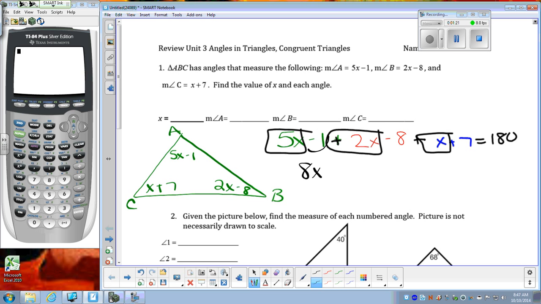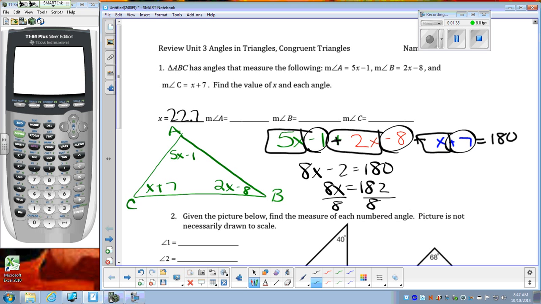8x minus 2 equals 180. Add the 2, so I get 8x equals 182, and then divide by 8. So I get that x is 22.75. Then since it's a decimal, and I want to make sure I don't mess up my calculations, I'm going to go into my calculator and store my x value as x. So then whenever I type in x, the calculator knows it's 22.75.